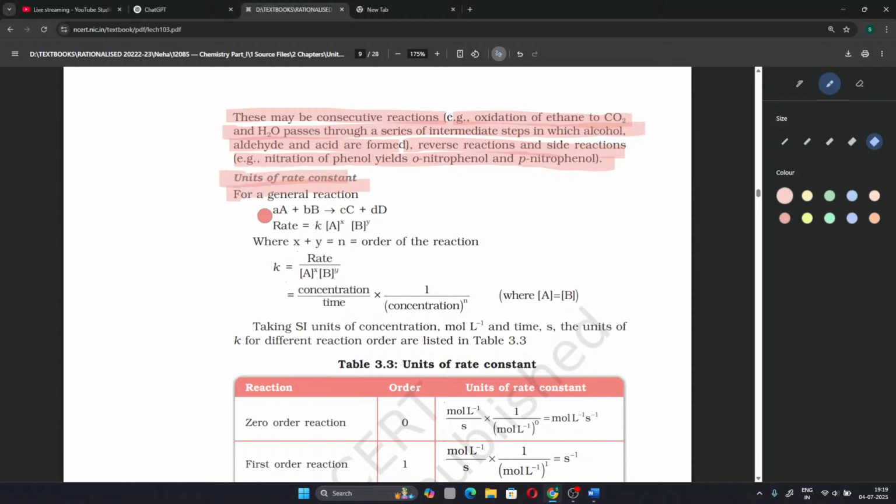For example, for a general reaction, the reaction rate equals K [A]^x [B]^y, where x plus y is the order of the reaction, represented as n. K equals rate divided by the product of concentrations, where rate is concentration by time, times 1 by concentration to the power n. In this case, the concentration power is not a unit concentration, it is not a single mole per liter. It has a specific power, and that power is the order.